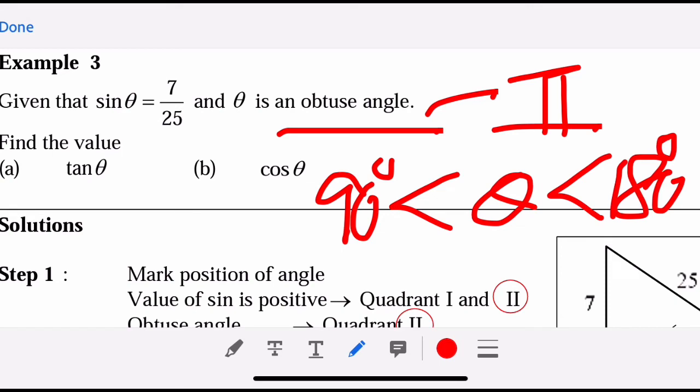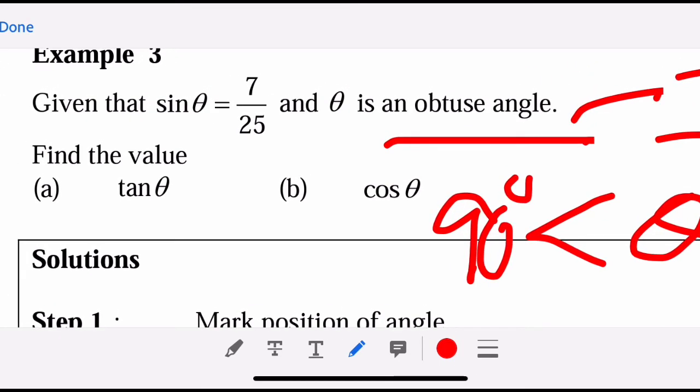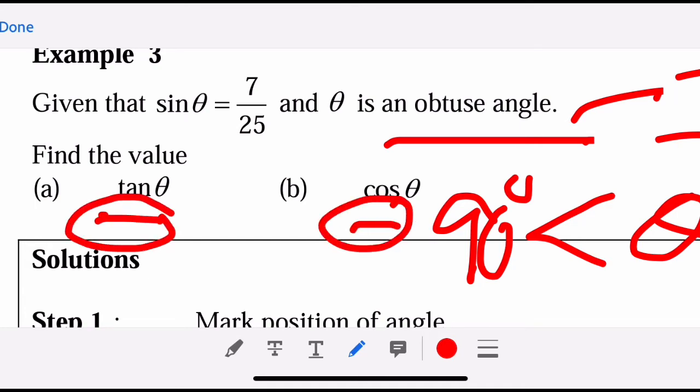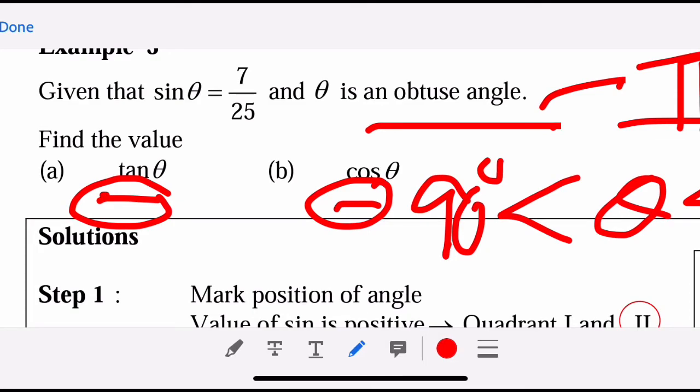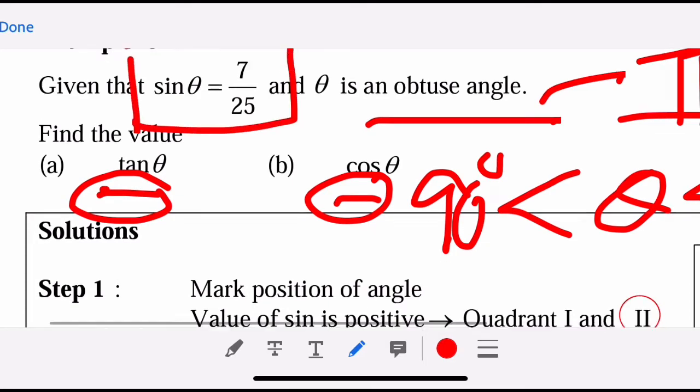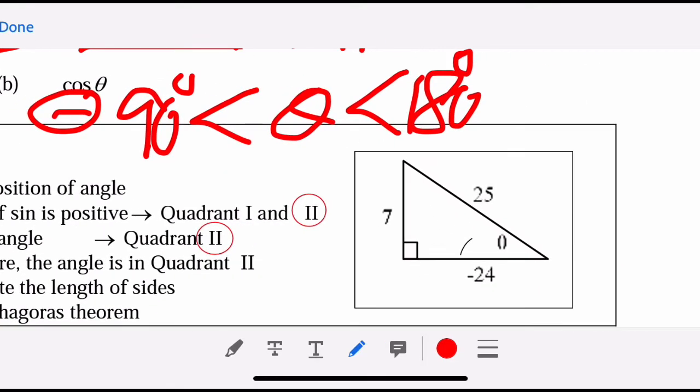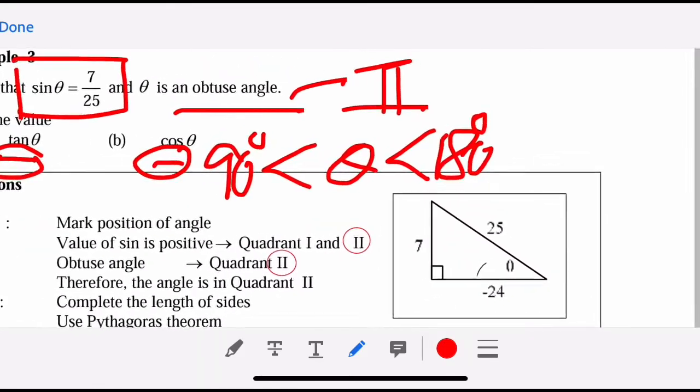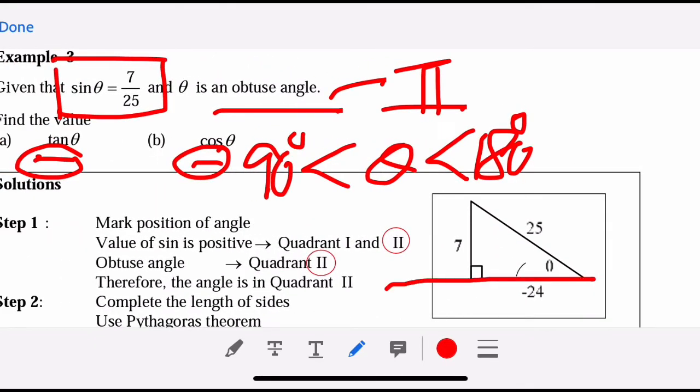So if I look at the question, you want to find the value of tangent theta. The second quadrant for sure is negative. Cos will be negative. So before you can read, you have to work out a right angle triangle in the second quadrant. The right angle triangle that you sketch should be like this, in the second quadrant. You see here is negative 24.